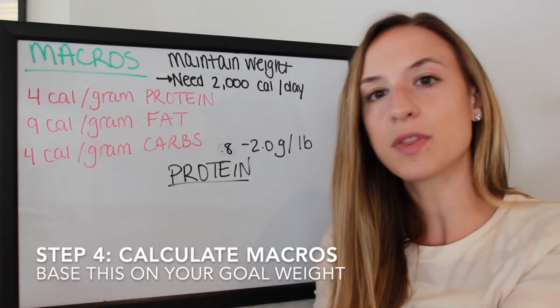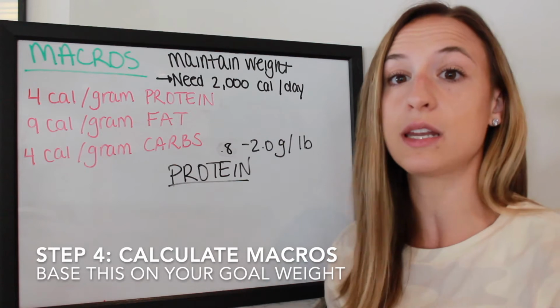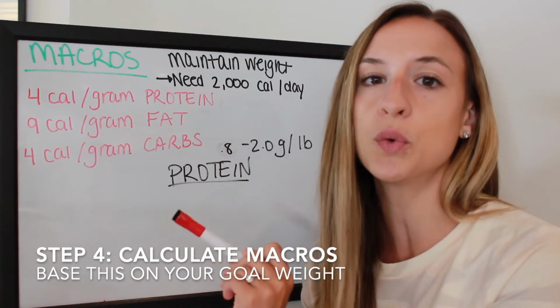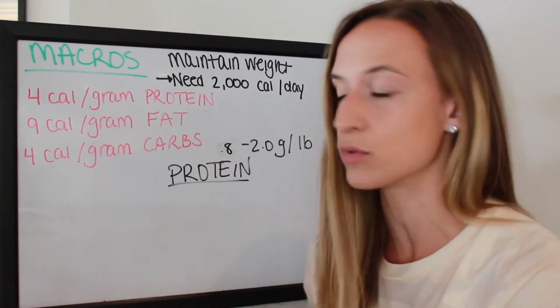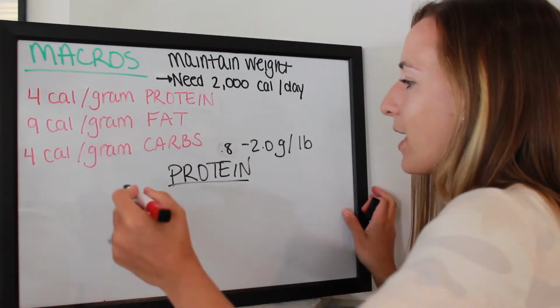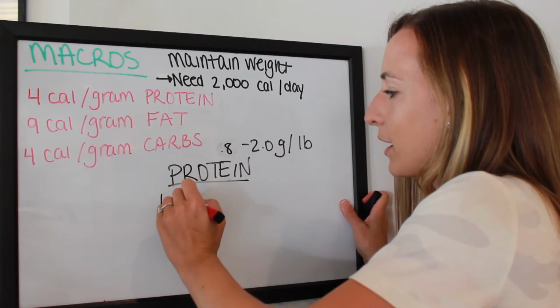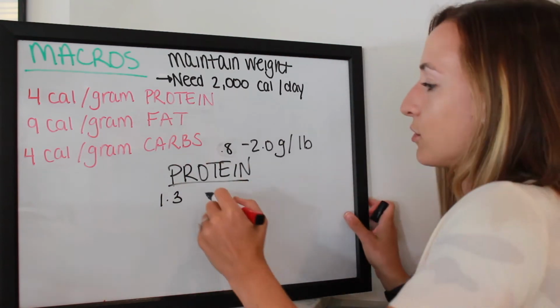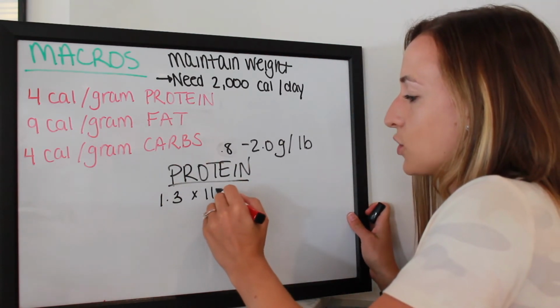All right, so let's start with the almighty protein. Anyone and everyone needs between 0.8 and 2 grams of protein per pound. So because I'm active and I'm trying to build up muscle, I'm going to go with, let's say 1.3 is what I want per pound. So 1.3 times 112.